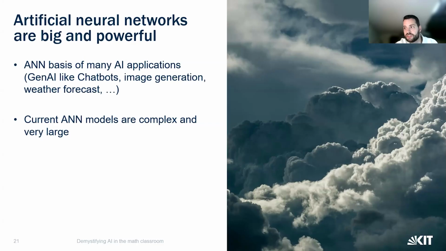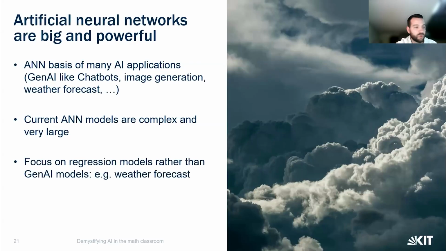So the first step we do is we are not focusing on generative AI like the chatbots, but we focus on regression models, for example, the weather forecast. Because when you have to talk about output that is text or pictures, it's more complicated than, for example, in the weather forecast, if you want to predict the temperature or the pressure, then this is something easier and something that you can work with.